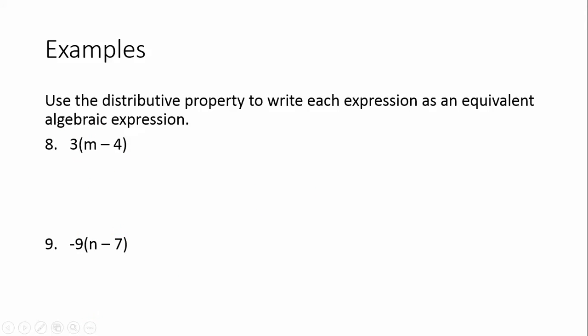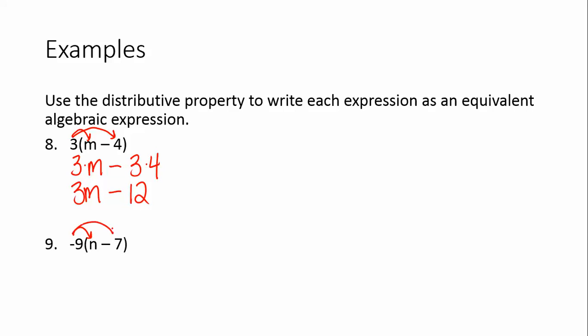If you'd like to pause the video and try these two on your own, I'm going to incorporate some subtraction. We're still on number 8, multiplying the 3 times the variable m and then 3 times the 4, paying attention that that subtraction sign is there. So 3 times m minus 3 times 4. 3 times m is 3m. 3 times 4 is 12, so it's 3m minus 12.